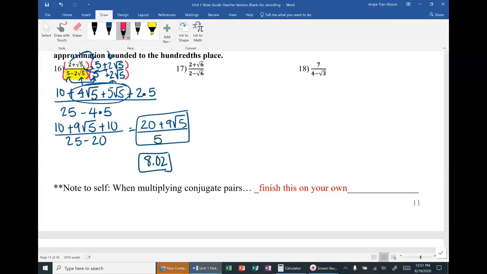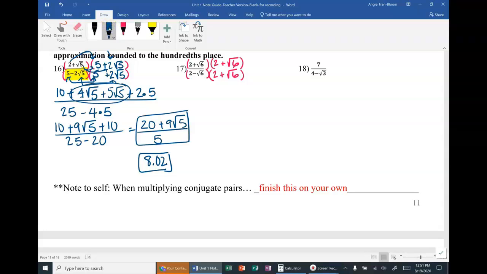Okay, so example 17, 2 plus radical 6 divided by 2 minus radical 6. Remember, we're looking to multiply by the conjugate of the denominator only. The denominator has a 2 minus radical 6, so the conjugate of that will be immediately plus. So it's going to be 2 plus radical 6. You don't need to look at the numerator at all when you're looking for the conjugate. We're looking at the denominator only.